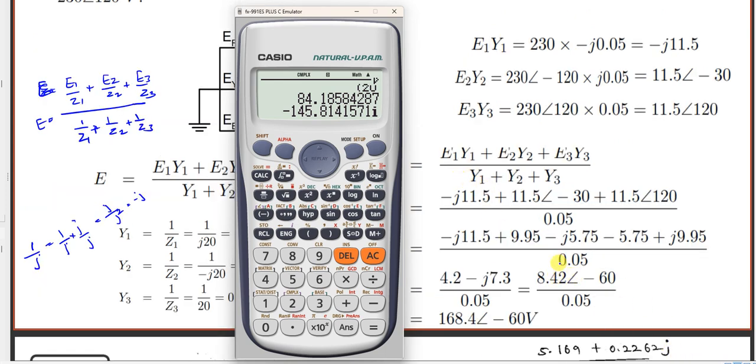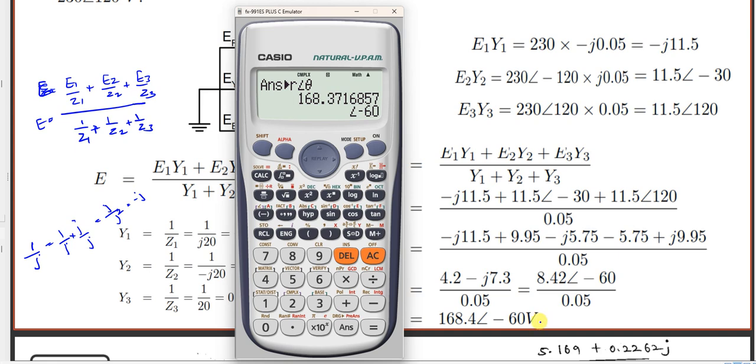You can write this answer, or I want to put the answer in polar coordinates. So shift, select complex. I want the answer in polar. The polar option is the third one. It is 168.37 at an angle minus 60. You click the SD button: 168.37 angle minus 60 degrees. It's a voltage. So this answer is correct.